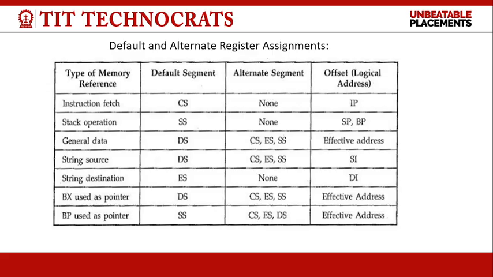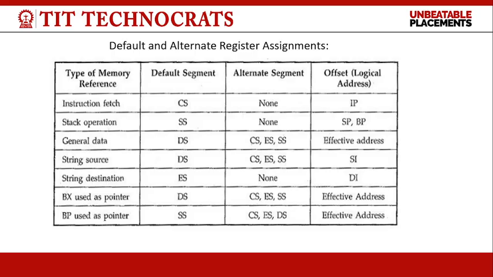Now default and alternate register assignments. This table shows some memory interfaces and their default and alternate segment definitions. Here, as we discussed, the 1 megabyte of memory which is accessed by the 8086 microprocessor is segmented into 4 segments: stack segment, code segment, data segment and extra segment. And the physical address is generated with the help of the segment register.